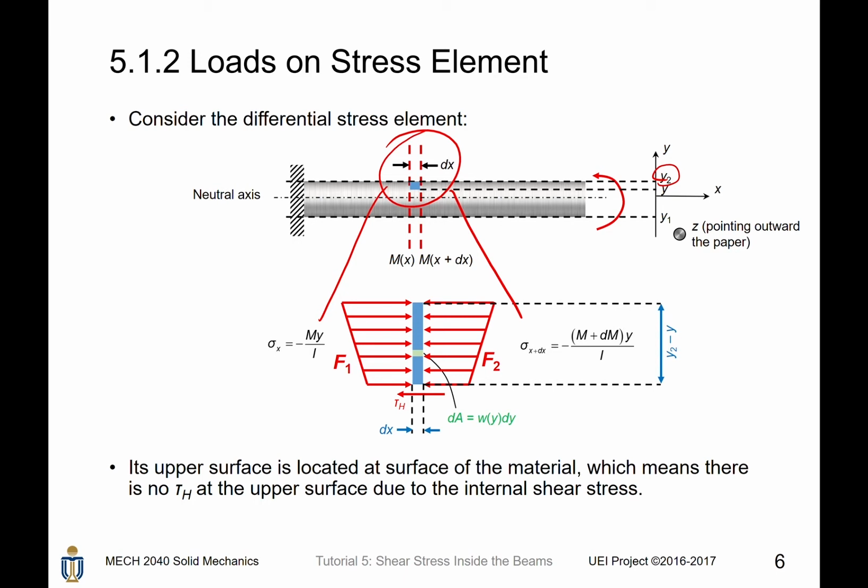At the same time, we notice that since the direct stress on both sides can be different, that means there must be another force required to sustain the force equilibrium, which is the shear force located at the lower end. The upper surface has no shear force because it is located at the surface. There is no force exerting on it.